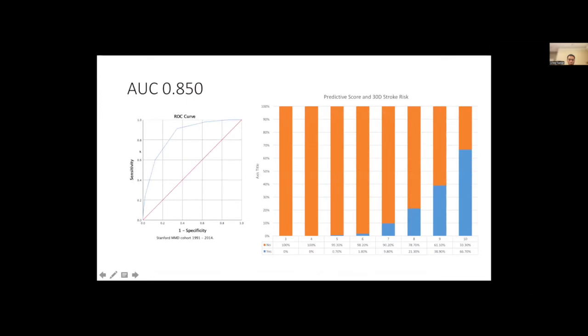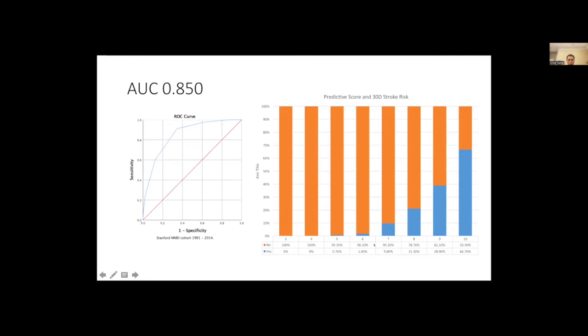So for this area under the curve, this is essentially to see how good is this correlation between the proposed model and the stroke risk. And area under the curve of 0.85 shows good correlation. So anything more than 0.8 and above is considered good correlation. So there's clearly good correlation. And you can see that the blues are the patients who had strokes. The higher the score, the higher the stroke risk.